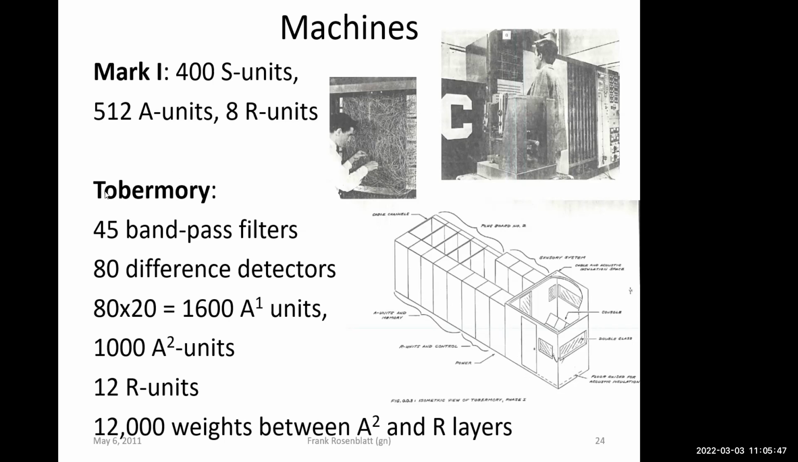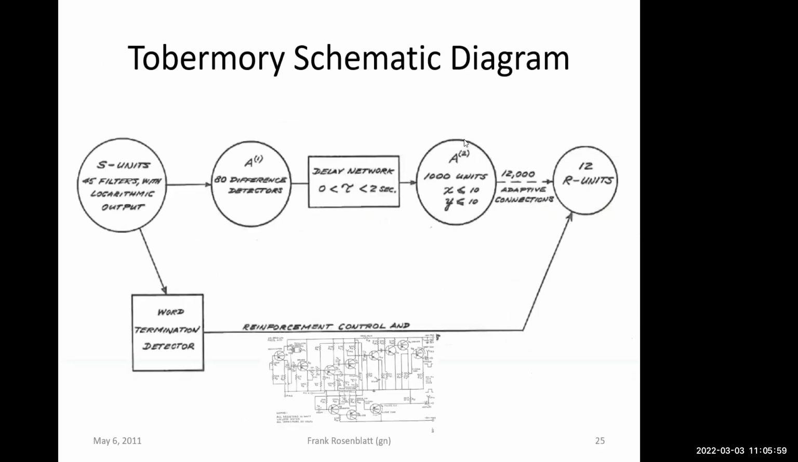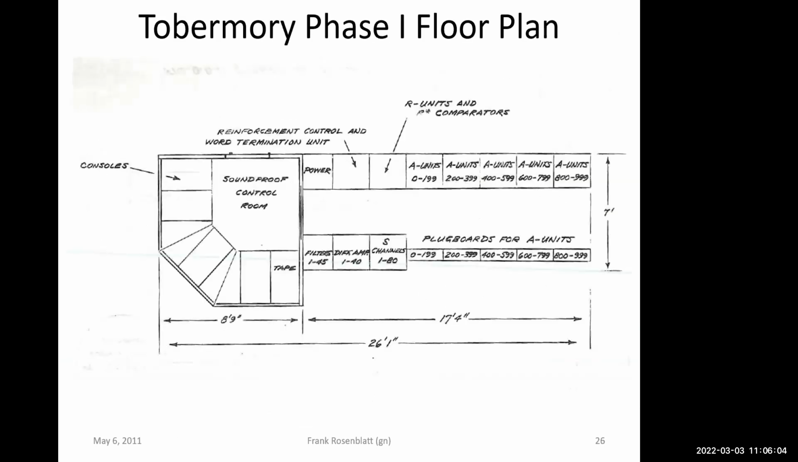And the second machine that they put together was called Tobermory, which had even more units, it was even bigger. That's C there for Cornell University. Tobermory built on the same idea, but made it even bigger. Physical room, physical soundproof control room. People can stand in here.